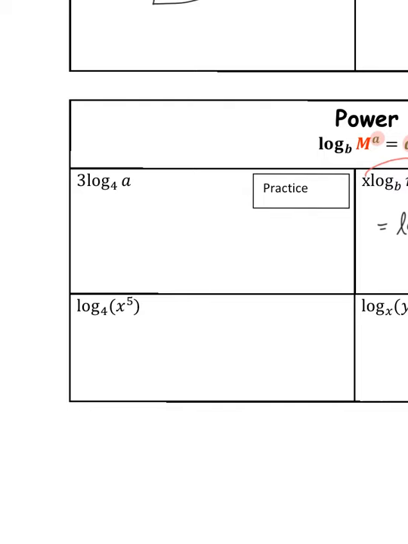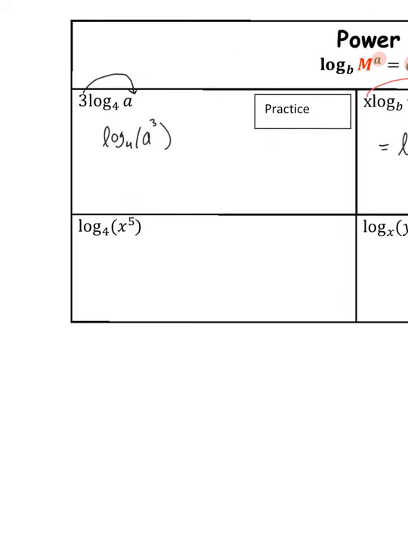So for this practice, you should have gotten log base 4 of a, and I'm going to pop that 3 into the exponent of the a. So a to the 3rd power, and that's your answer. Now let's reverse it. So let's look at the one below this, log base 4 of x to the 5th power. Right now, that 5 is an exponent. So using the power rule, I'm going to move that exponent as the coefficient or the number in front of the log. So this would become 5 log base 4 of x.